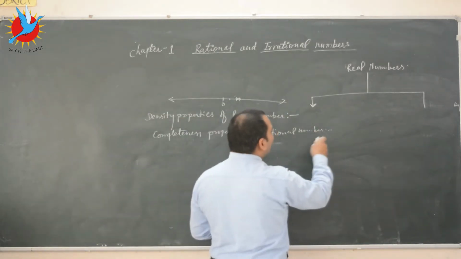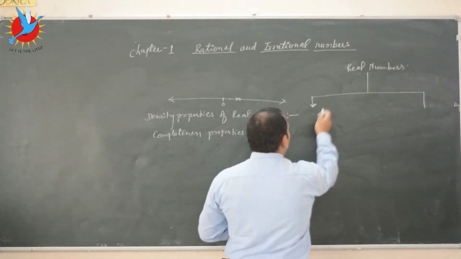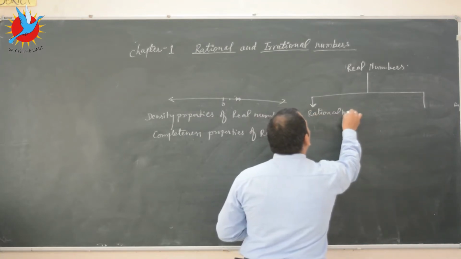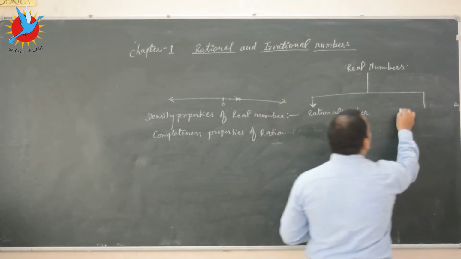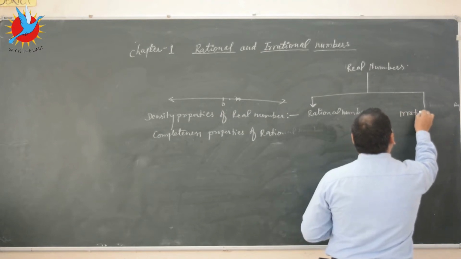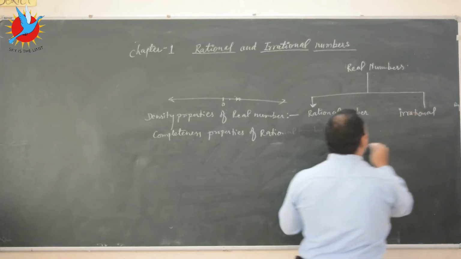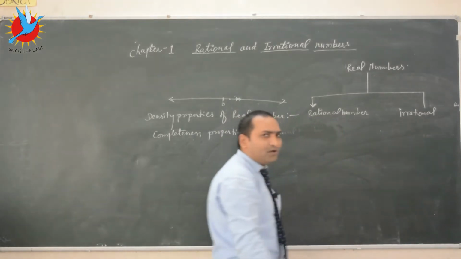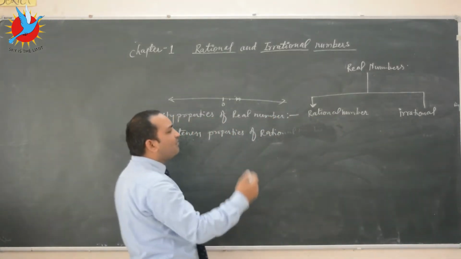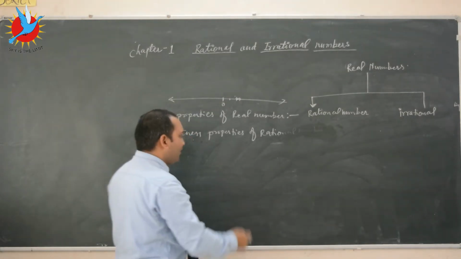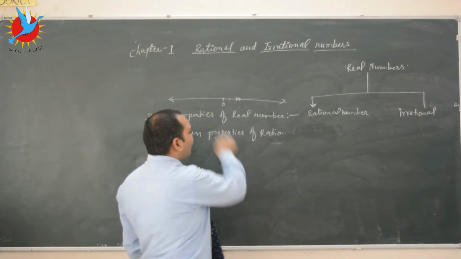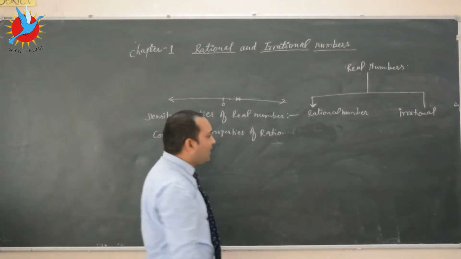So real numbers are of two types, the rational numbers and irrational numbers. If we include all the rational numbers and all the irrational numbers, the set of rational and irrational numbers, and represent it on the real line, it forms the complete real line.